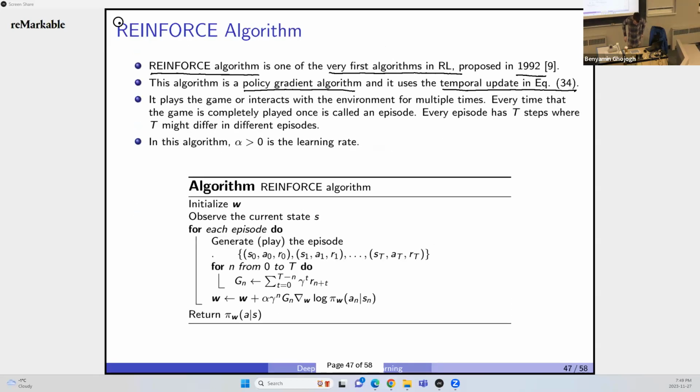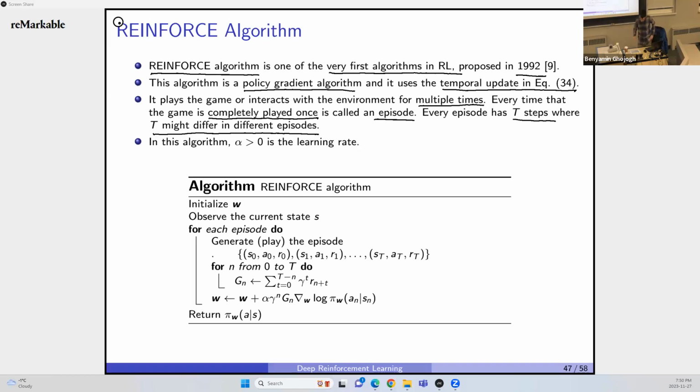So what does it do? It plays the game or interacts with the environment multiple times. Every time that the game is completely played once is called an episode. So assume you have chess, you play it over and over again. Once you win, once you lose, etc. Right? Or once you have a draw. So you have episodes. Every episode has T steps, where T might differ in different episodes. Do you agree? The episodes might not have the same length.